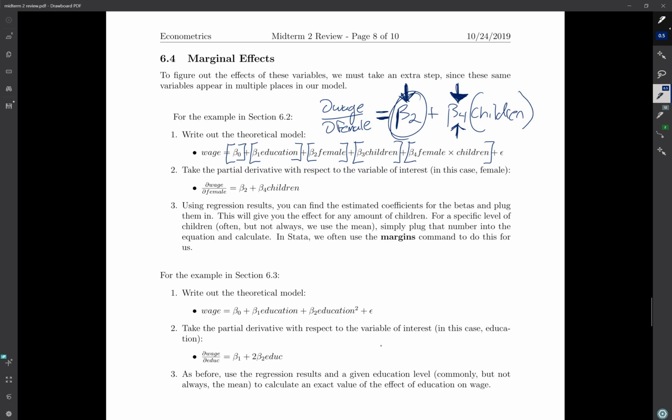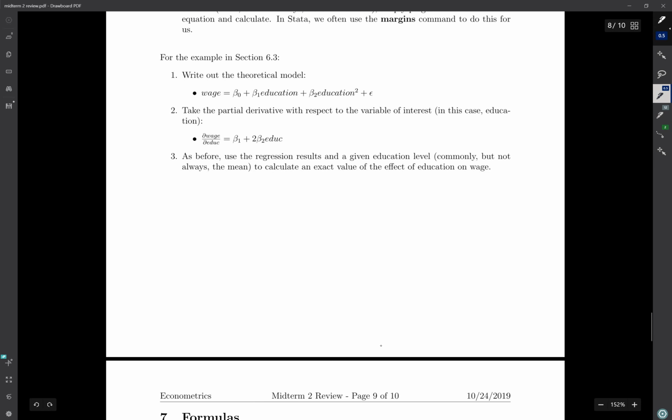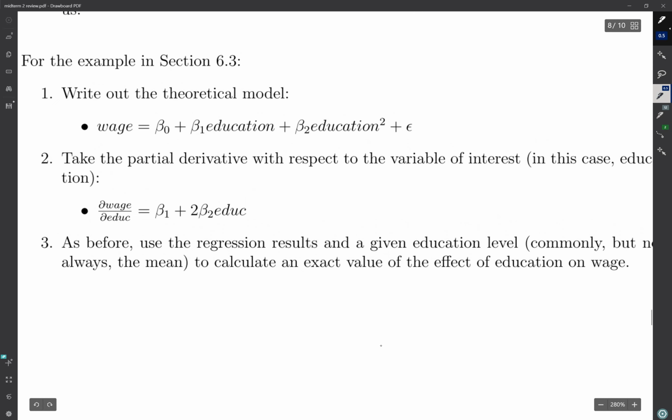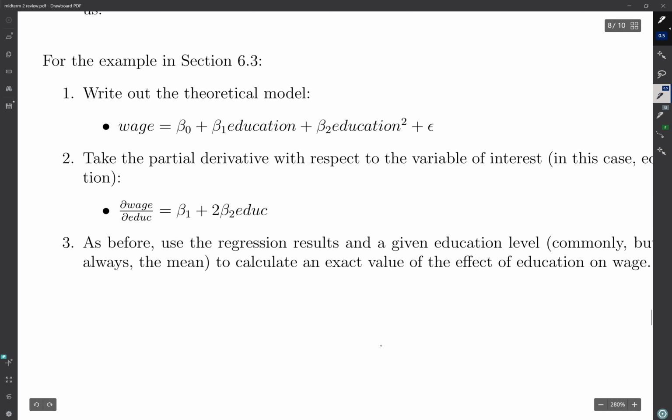Now, if we were to do the same thing with these polynomials, it's just going to be the same approach. Let's take the derivative of this whole thing. We're looking at wage here, so let's take the derivative with respect to education. What's the derivative of beta 0 with respect to education? It's nothing, there's no education term in there. What about the derivative of beta 1 times education with respect to education? That's going to be beta 1.